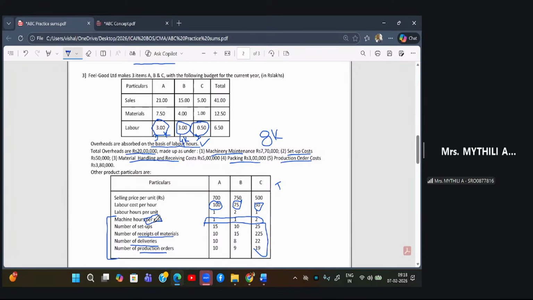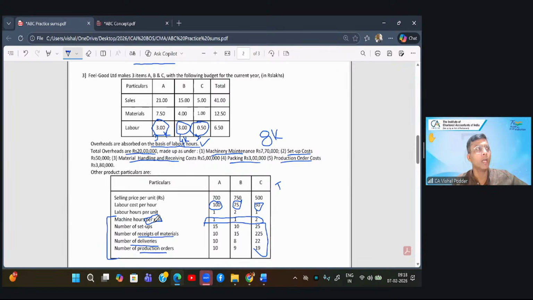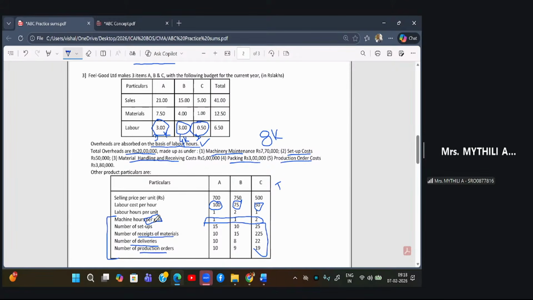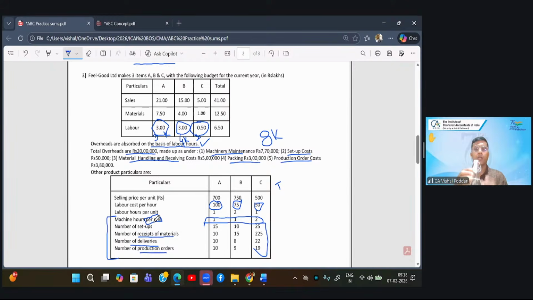Sorry, no, sir. Machine hours per unit. See, if it is given per unit and you want to find out total, then the simple logic is to find out the number of units, multiplied by the per unit figure. Is it multiplied by selling price per unit or labor cost per unit? That you have to tell me.